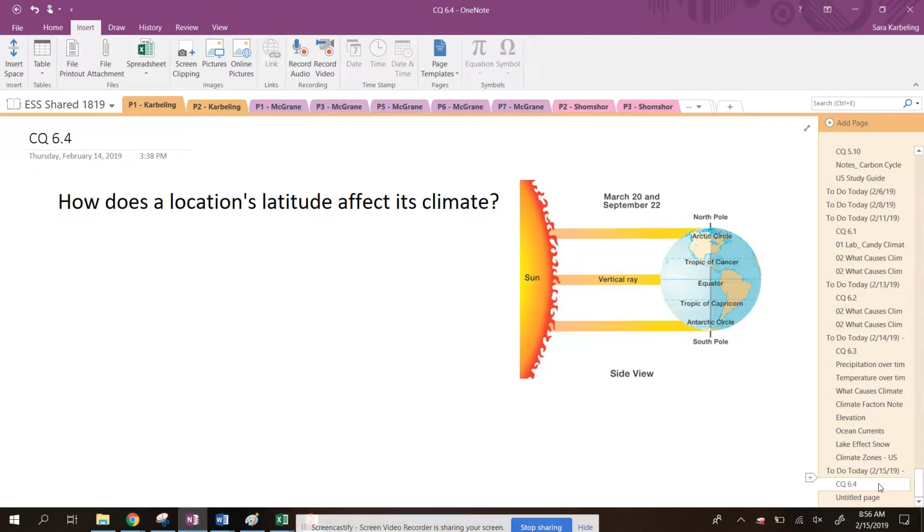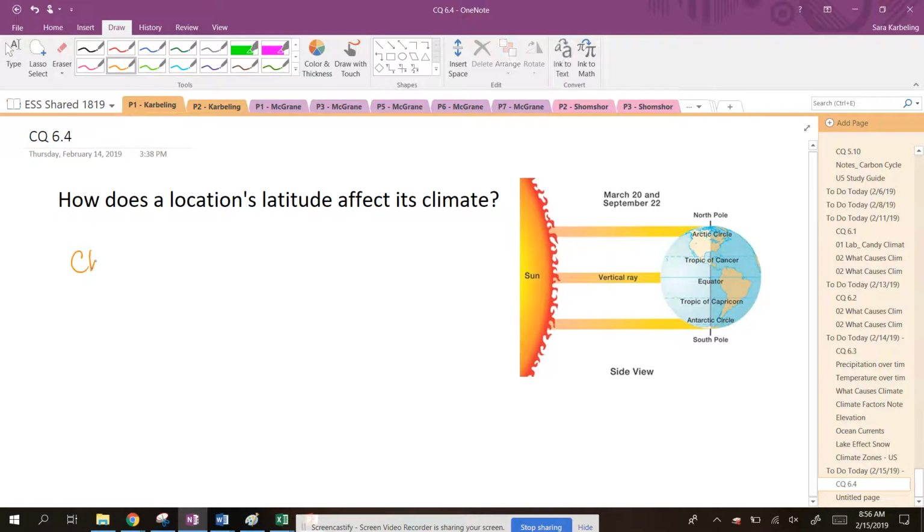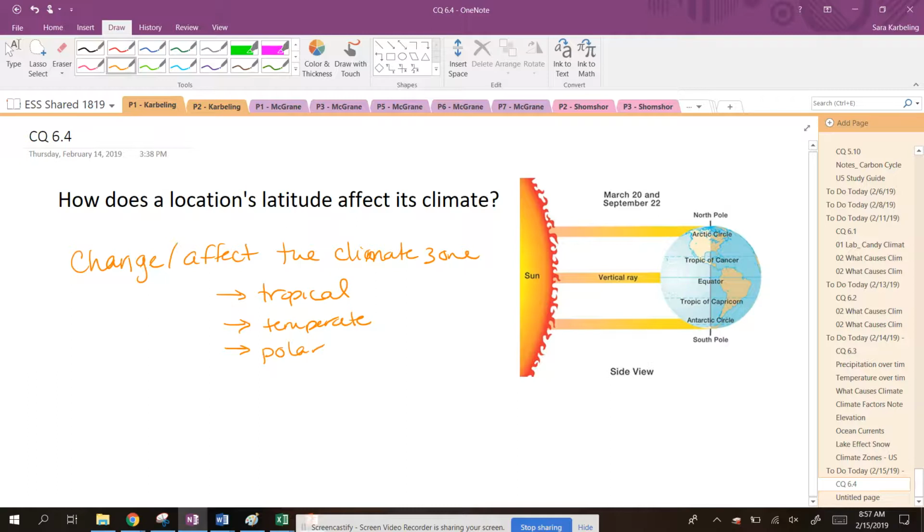So how does a location's latitude affect its climate? What did you guys say? Colin, what'd you say? So it can change or affect the climate. What'd you say? Oh yeah, okay. So like tropical. What were the other two? Do you remember what we talked about yesterday? Polar and temperate. Cool. Does that kind of make sense?